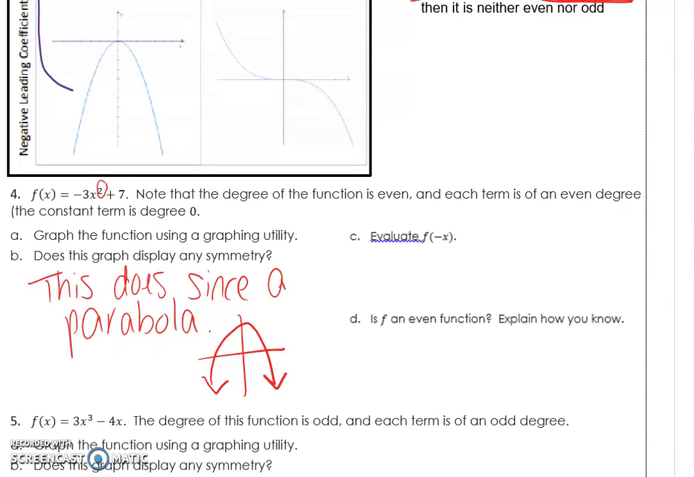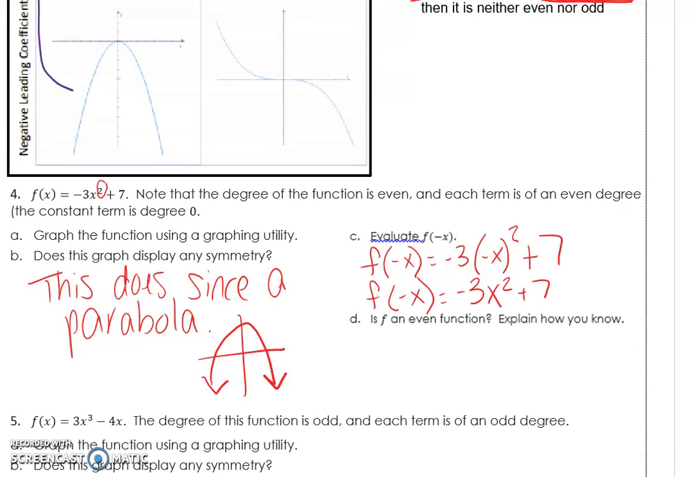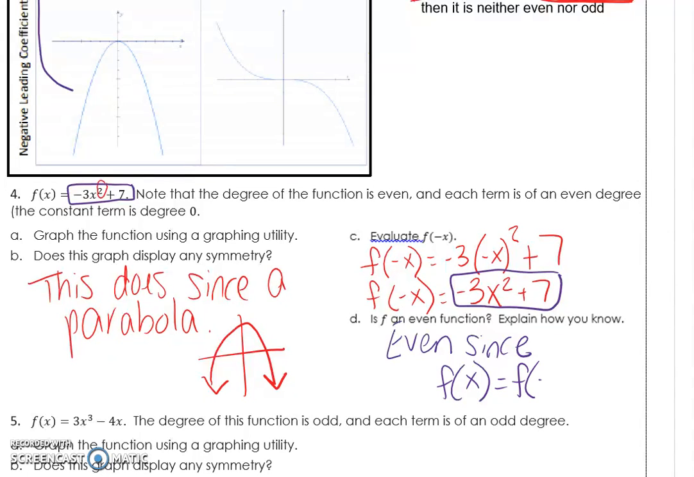And then it says evaluate f of negative x. So we are going to substitute in negative x. Make sure to put parentheses. Negative x squared is a positive x squared. And notice this function is the same as what we originally started. So this is even since f of x equals f of negative x.